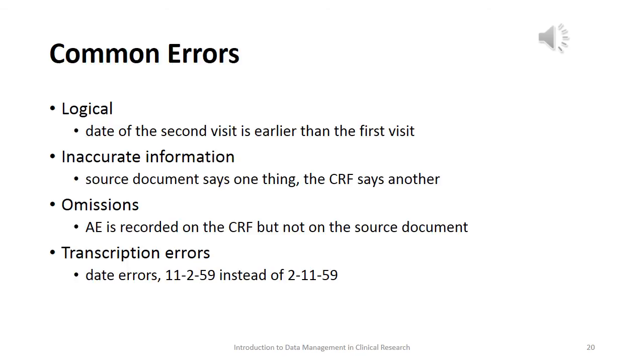So we'd want to make sure we query the site about that and find out which one is indeed the correct value. We may have some omissions. An adverse event is recorded on the CRF, but not on the source document. So that would be an example of where our source data verification finds those kinds of omissions. And then finally, we've got transcription errors, where, in the case we see here, the date is November 2nd, 1959, instead of February 11th, 1959. So we can sometimes get those numbers in reverse order.